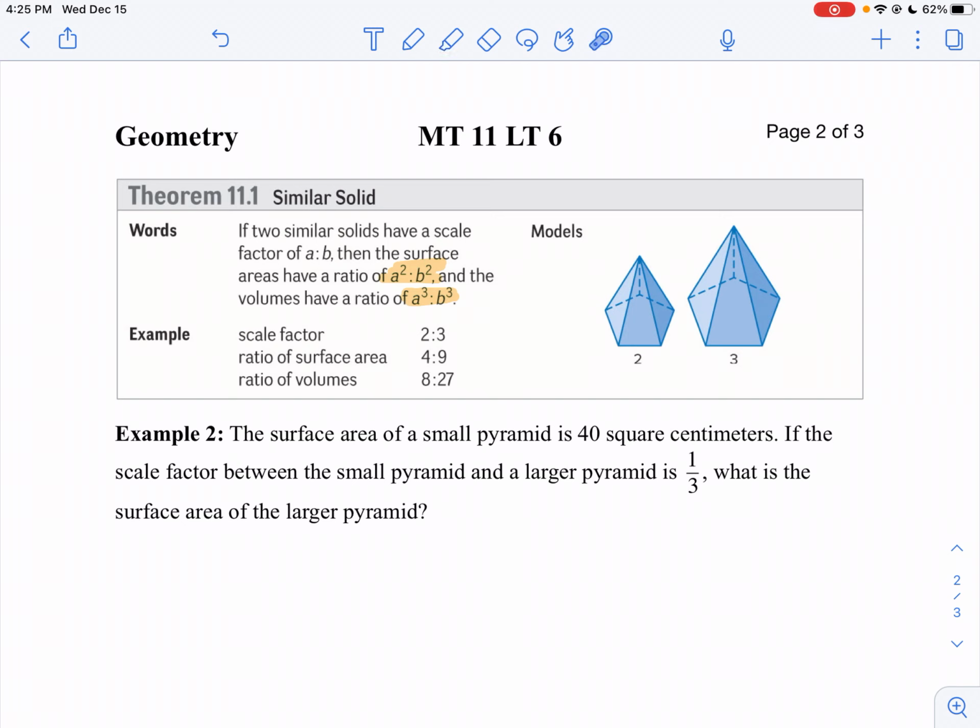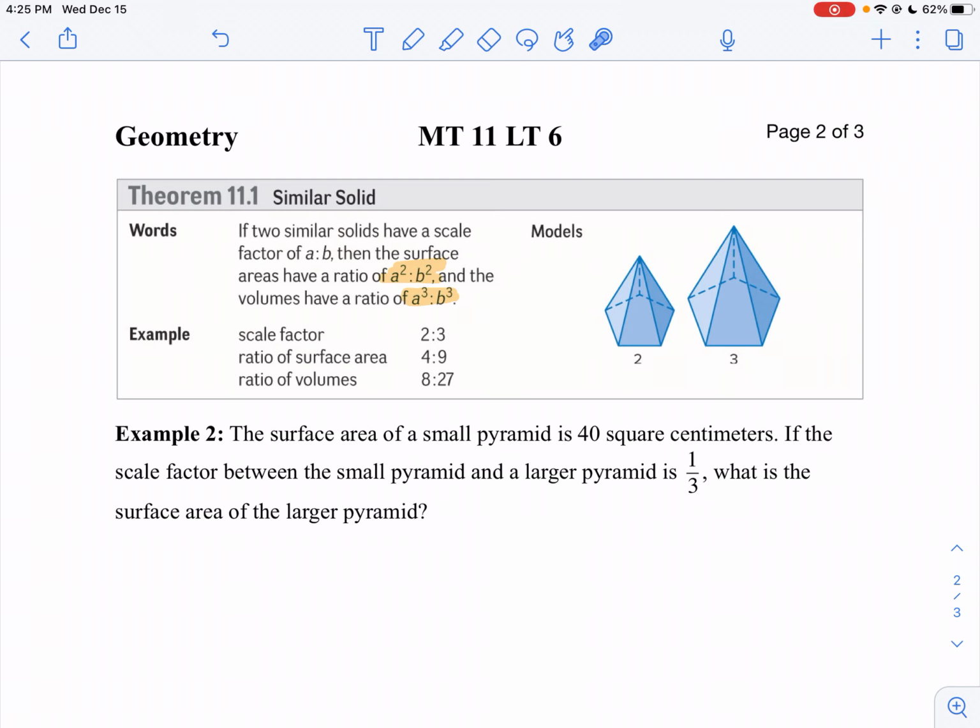Gave you an example here. The scale factor is 2 to 3. If I compare the surface areas, measured in squares, so I square that ratio, it would be 4 to 9. The volumes are measured in cubes, so I cube: 2 cubed is 8, 3 cubed is 27.